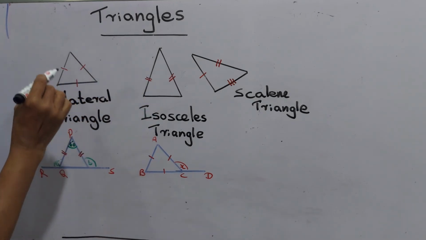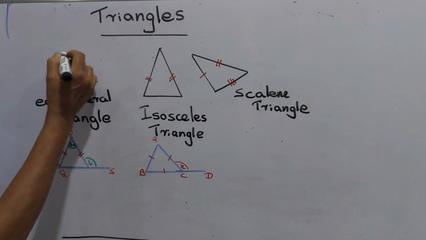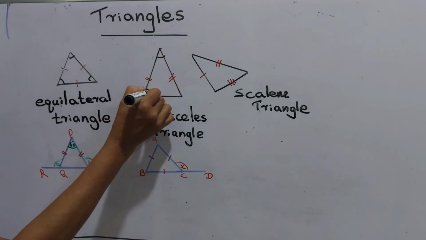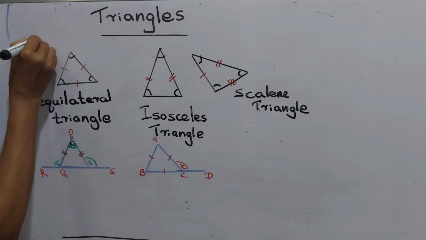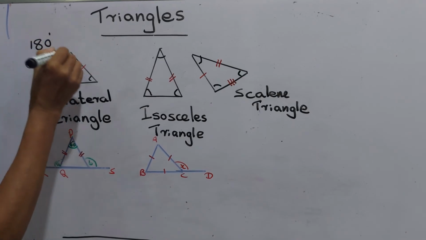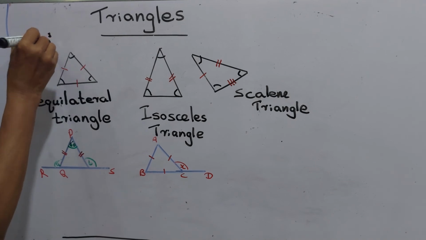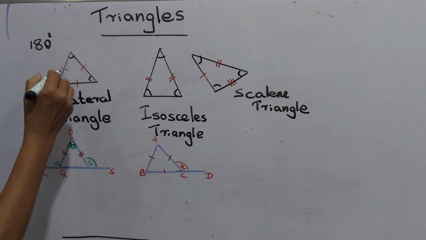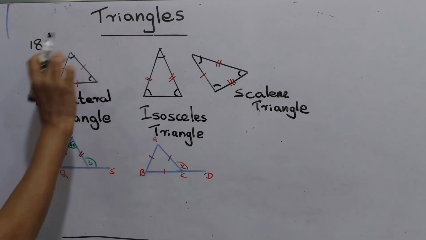Before that, I will explain the angle sum of a triangle. These are the angles of a triangle. The angle sum of a triangle is 180. The three angles add up to 180 degrees. That is the angle sum of a triangle.